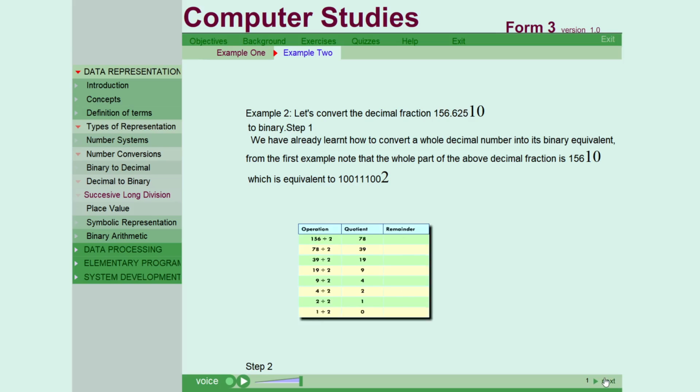Example 2. Let's now convert the decimal fraction 156.625 to the base of 10 to binary. Step 1, we have already learned how to convert a whole decimal number into its binary equivalent. From the first example, note that the whole part of the above decimal fraction is 156 to the base of 10, which is equivalent to 10011100 to the base of 2.